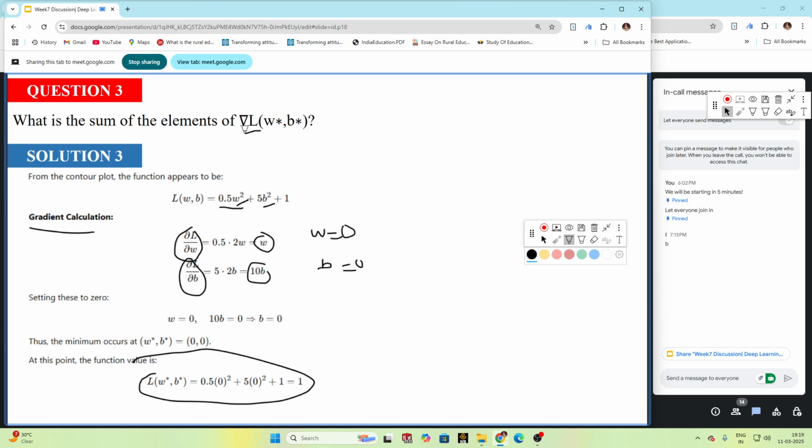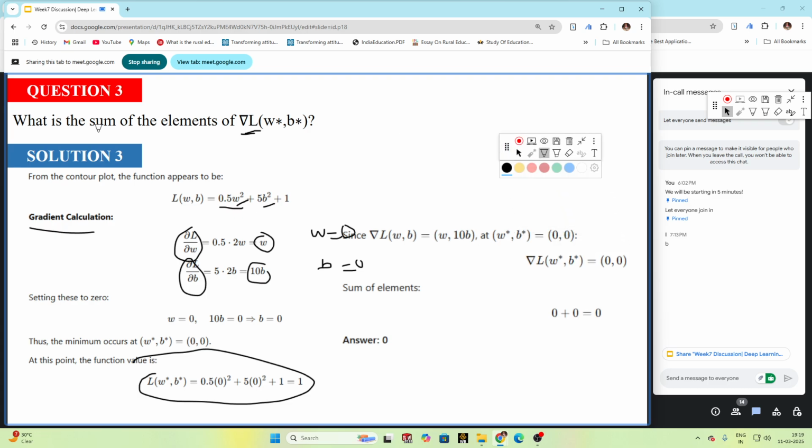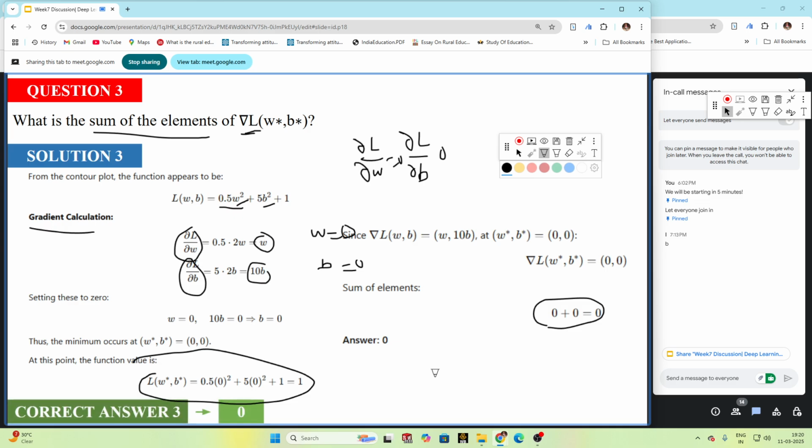That we are not interested in. What we are interested in is finding this del L. So how can we calculate del L? That is the sum of the elements. So for del L, we have to calculate del L by del W and del L by del B at the condition when both are 0. We have to calculate W star and B star and sum the elements, that is W star plus B star. At this equation, the value of W star and B star is 0. So 0 plus 0, our sum of elements will be 0. So 0 is our answer. Okay, so this is the thing.